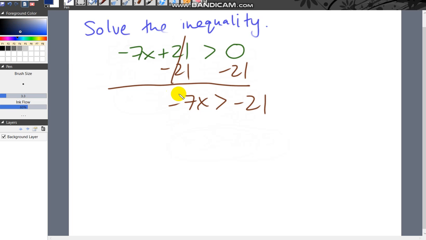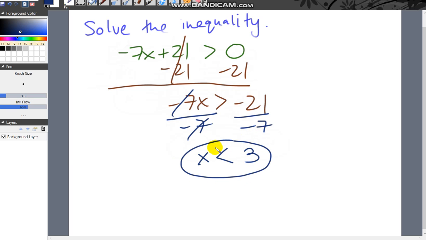What I see here is we have a negative 7, so we divide by negative 7. This cancels, and like I told you earlier, when you divide by a negative number, this sign is going to flip around. So we have x is less than, and negative 21 divided by negative 7 is going to be a positive 3. Right? So that's how you get x is less than 3. Again, just reiterating, anytime you divide by a negative number or multiply by a negative number, if you have an inequality, this sign is going to flip around. Okay, so just remember that.